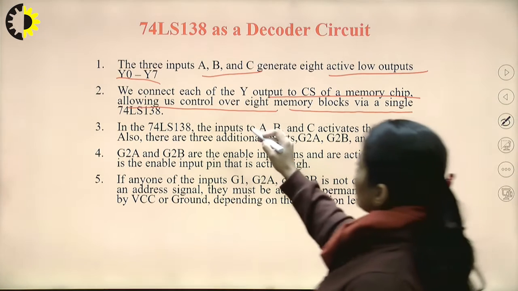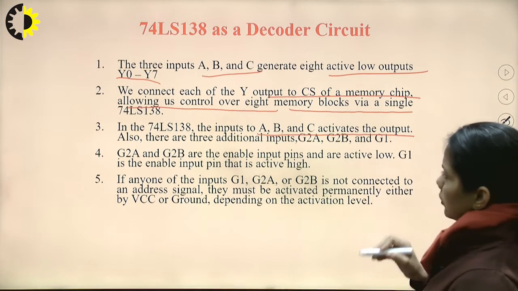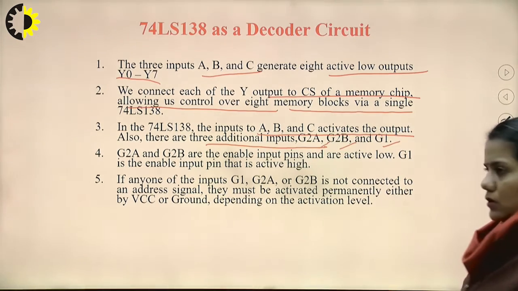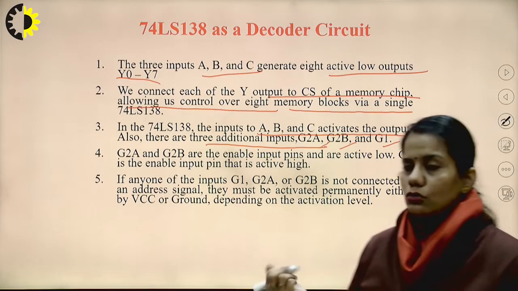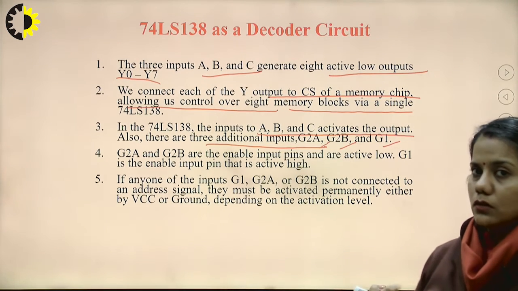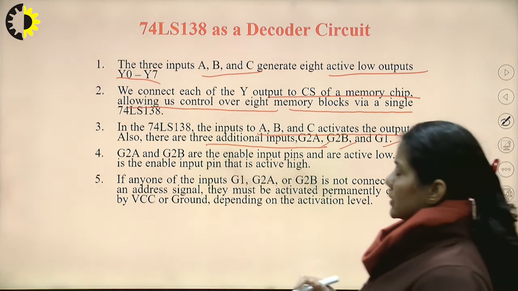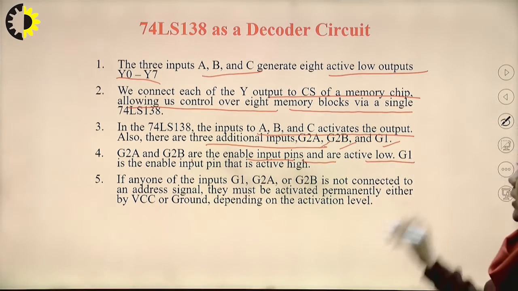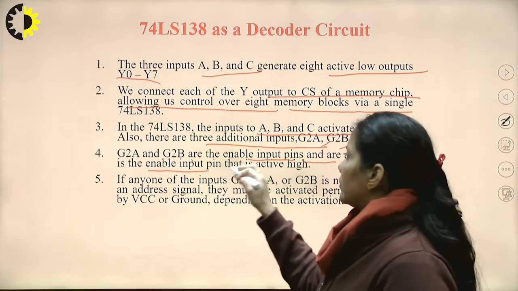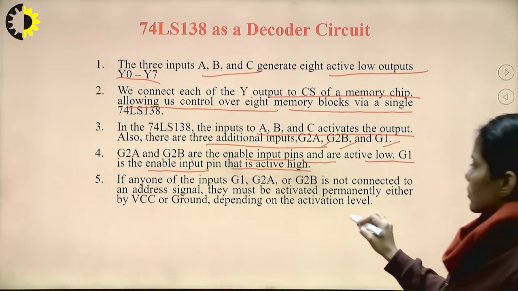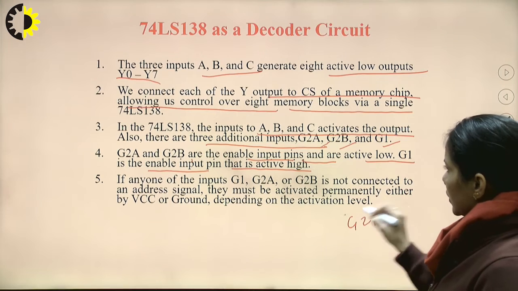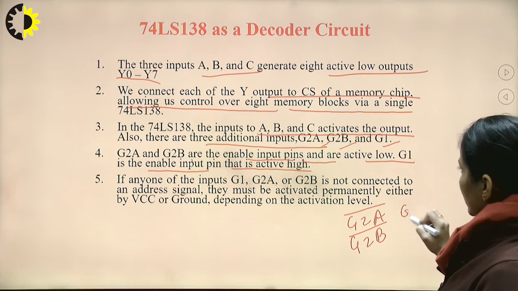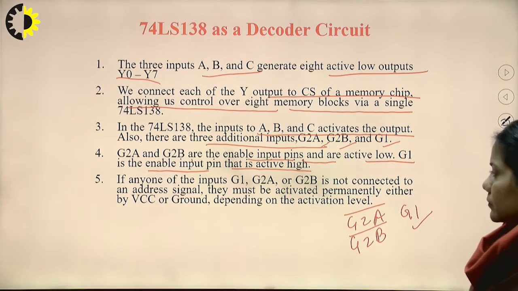So the inputs A, B and C activate the output. Also there are 3 additional inputs, G2A, G2B and G1. These 3 inputs are used to enable the decoder IC. G2A and G2B are the enable inputs and are active low. G1 is also an enable input pin, that is active high. So we have to note that G2A and G2B are active low and G1 is active high.